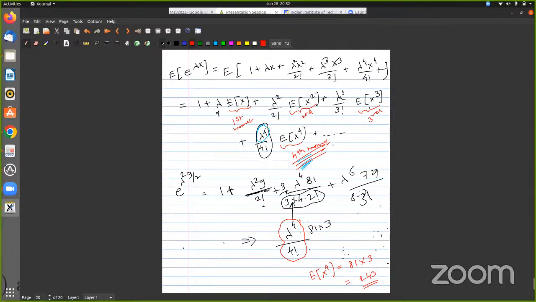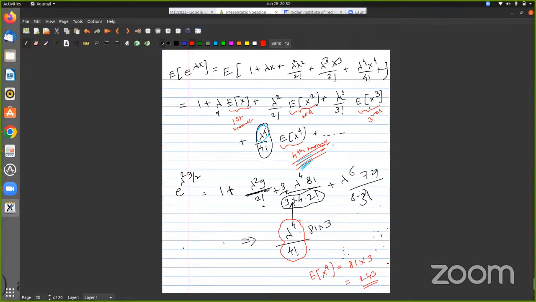Sir, we have to get lambda power 4 by 4 factorial, is it? Yes, sir. Does it mean that in this case we will never get the fifth moment or seventh moment or ninth moment? Right, sir. Yesterday we got confused on this particular part only. Now it is clear. So, sir, we will never get the fifth, seventh, ninth, or third, right?